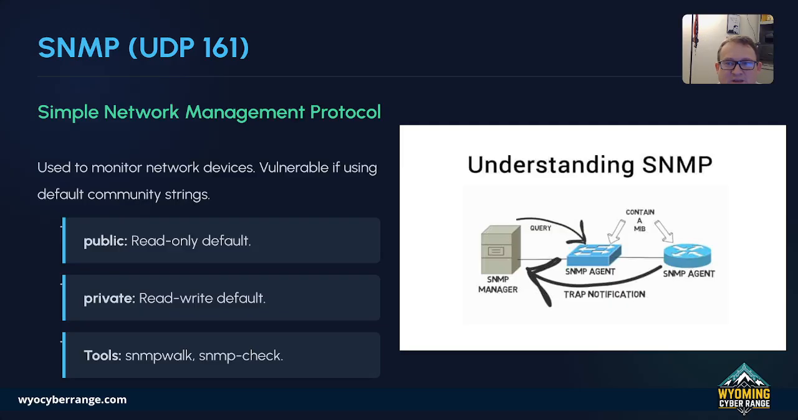Public is a read-only default, but it lets us know everything about the system if we just snmpwalk the public community string. Now, private, on the other hand, sometimes will give us read-write access. So if you can get into a router through the SNMP private community string, you have full root privileges to do whatever you want with that router. And so you have to be very careful. And I always like to say, hey, the tools here, snmpwalk and snmp-check, these are the two tools to actually complete this type of enumeration.